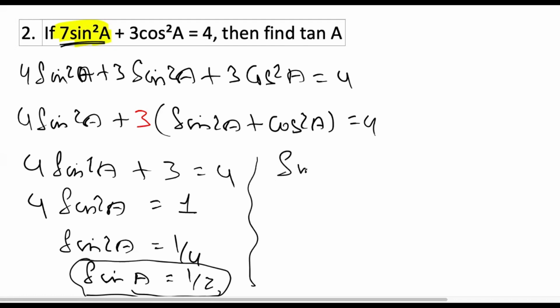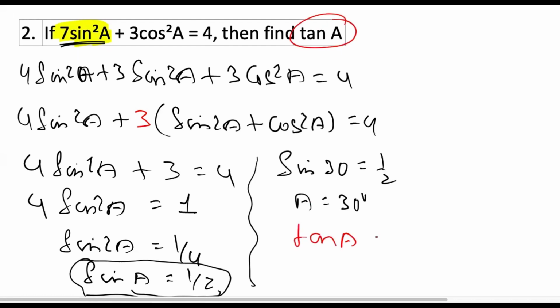And for what value is sin half? It is 30. Sin 30 is half. So from here, we conclude A is 30 degrees. Once we get the value of A, check, we had to get tan A. That means tan A is tan 30, and tan 30 is what? 1 over root 3. So we'll say the answer is 1 over root 3.